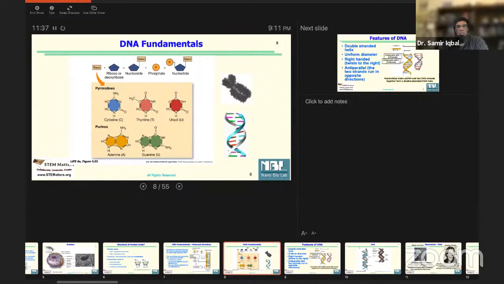And when we write the sequence, we would replace that. Instead of writing T, we will write a U there.